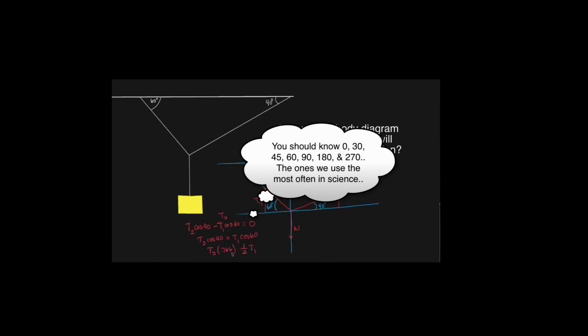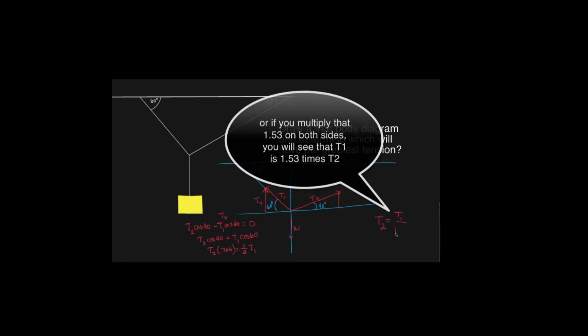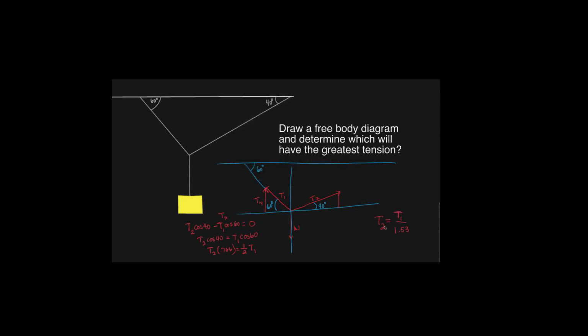So what I'm going to do now is make it into a ratio, from one side or the other. Since I've got decimals going on the left, let's divide both sides by that 0.766. So times 2 is 1.53, right? So what I've just found out is tension 2 is tension 1 divided by 1.53. So which one of those is bigger based off that statement? Tension 1. Tension 2 is a fraction of tension 1.